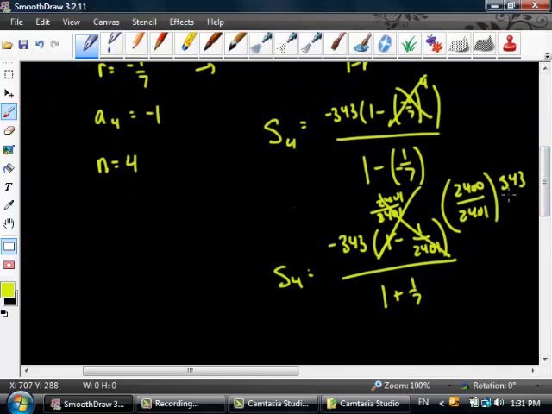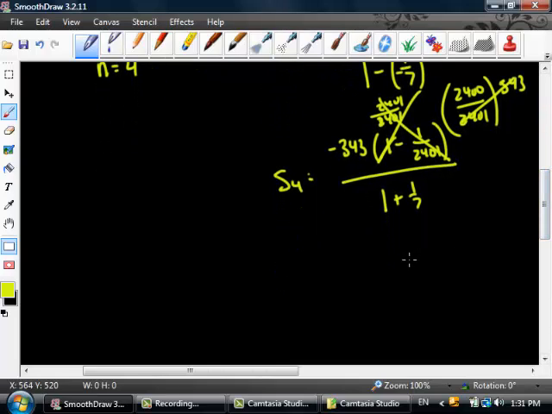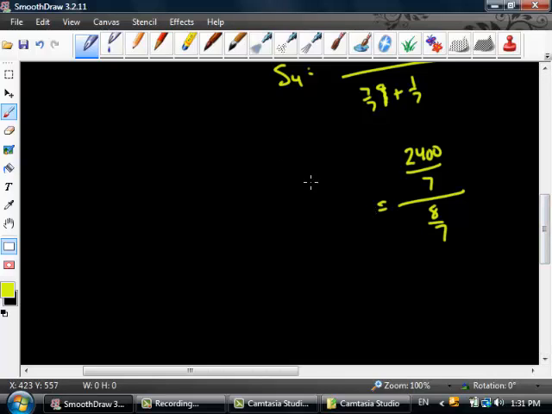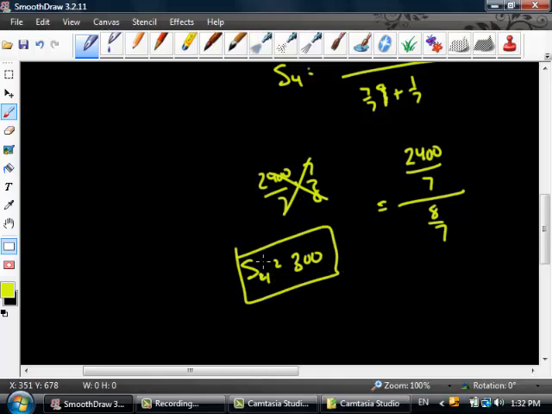Okay, I need someone to take 2401 and divide by 343 and tell me what you get. 7. So what I have is 2400 over 7 over, this is really 7 over 7. So this is really 8 over 7, yeah, after I add 7 over 7 plus 1 over 7. So here I've got a complex fraction going on here, so that's going to be 2400 over 7 times 7 over 8. Those are going to cancel each other out. 2400 divided by 8 is, in fact, 300. Not 300.25, 300. All right? And that's how you do that problem.